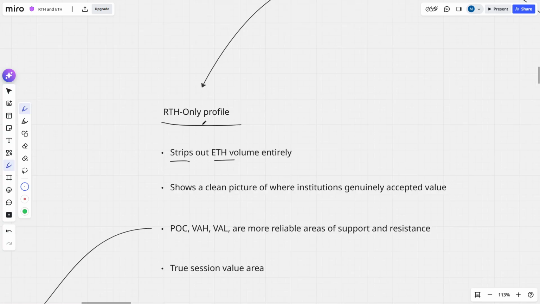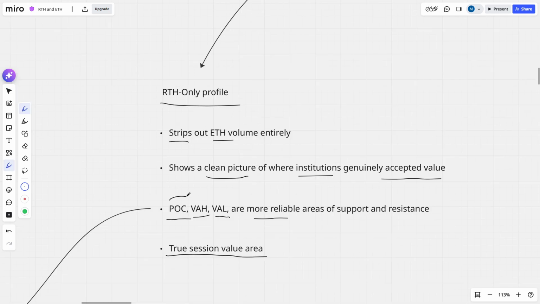So as we said, the RTH session is from 9:30 until 4. So that would mean that the ETH volume is completely stripped out. And it shows a much cleaner picture to where institutions are accepting value. So we could say from that standpoint that the point of control, the value area high and the value area low are much more reliable areas of support and resistance. And it really does show that true session value area.